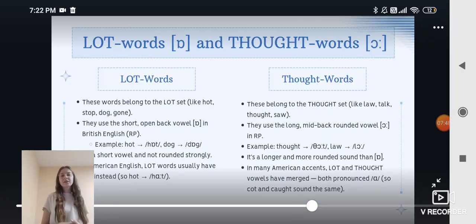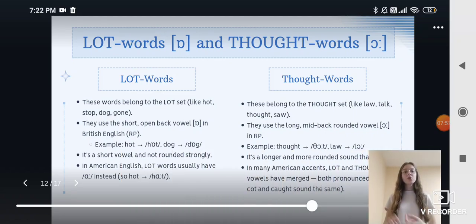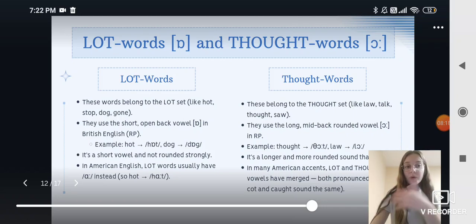And yes, let's keep going with the other vowels. We have the lot vowel and the thought vowel on this page. These words belong to the lot vowel set, like hot, stop, dog, and gone. They use a short open back vowel in British English. Example, hot and dog. You can see how they are written in the slide. It's a short vowel and not strongly rounded, opposite to the thought vowel we will see.